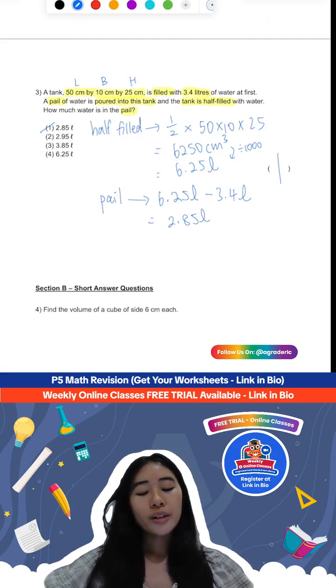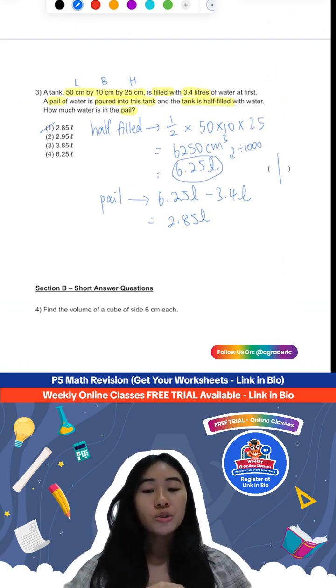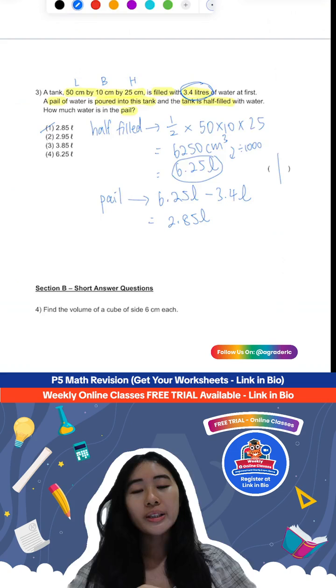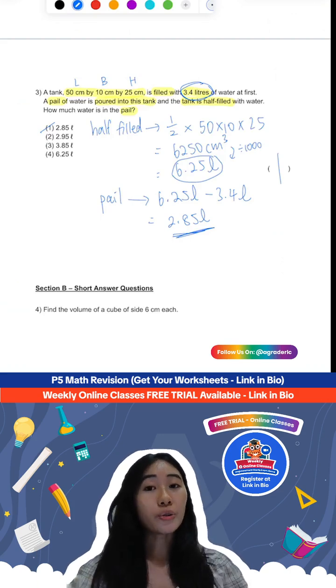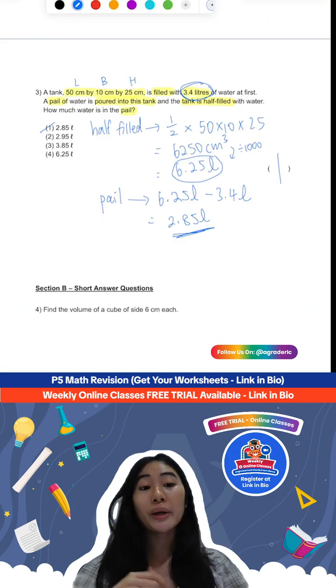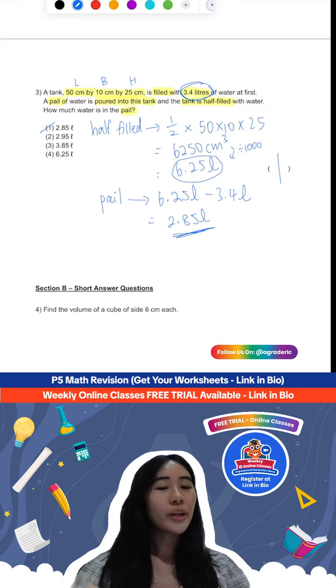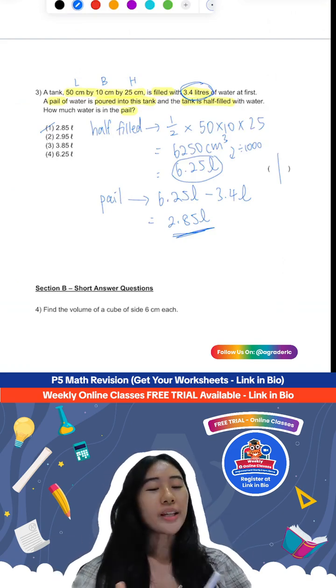Okay, so you have 6.25 liters, which is the amount of water in the end. So you will take the amount of water in the end minus the 3.4 liters at first. Then you will get 2.85 liters, which is the increase. So why was there an increase? Because you poured the water from the pail, right? So this 2.85 liters is the water in the pail. So you take the water in the end minus the water at first, then you get the water in the pail.